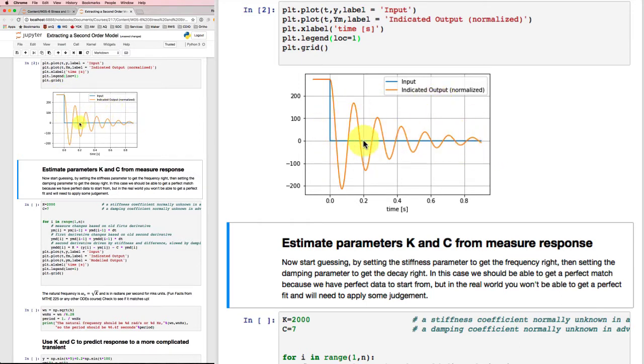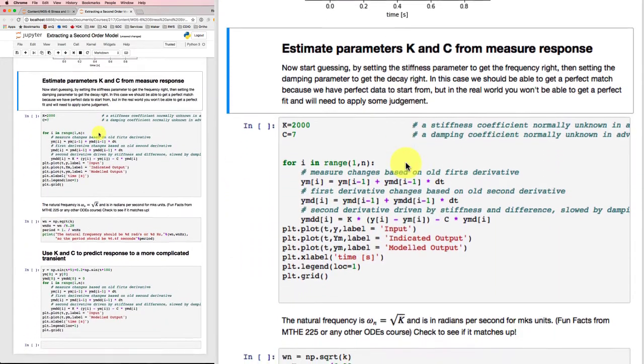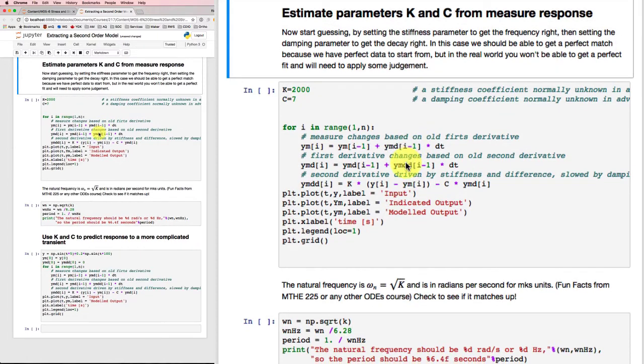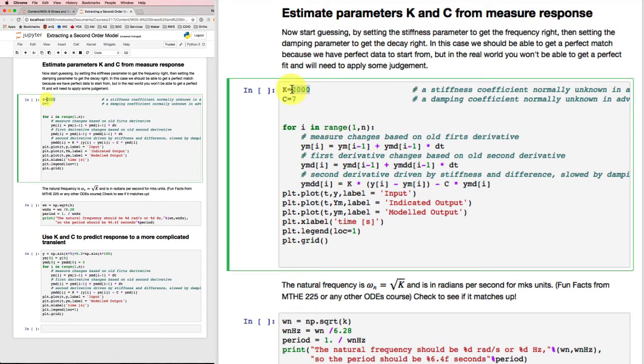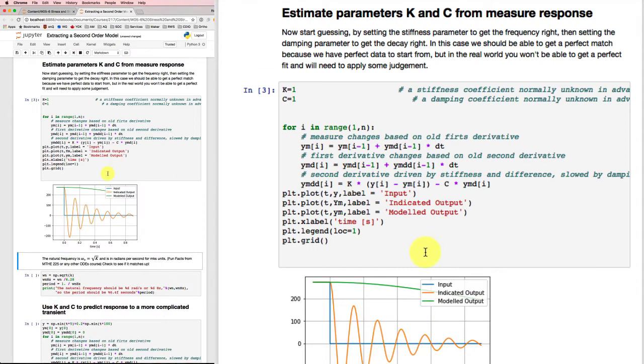Now we've got a second order step function response, and we'd like to figure out what the parameters K and C are from that response. So we're going to start off by guessing. These are guesses that I eventually got to, but let's set both of these equal to 1 to start off with. So I'm going to start by guessing my stiffness and damping parameters. And I'll do a calculation. And then I'll plot it out in comparison to what I measured before, the YM value.